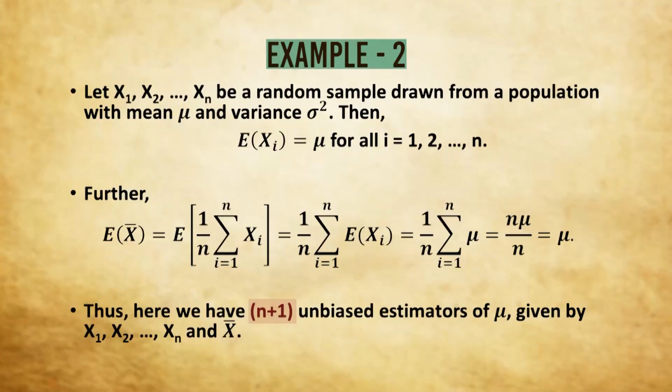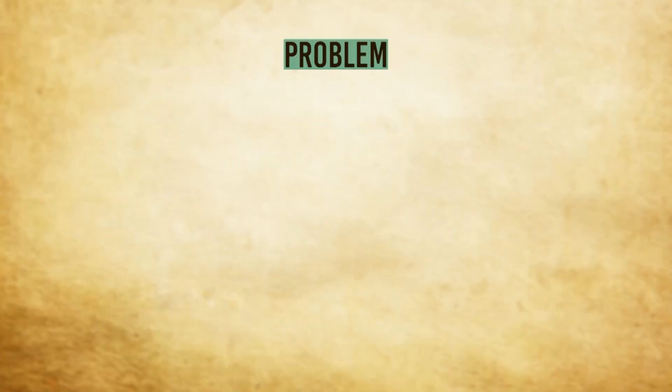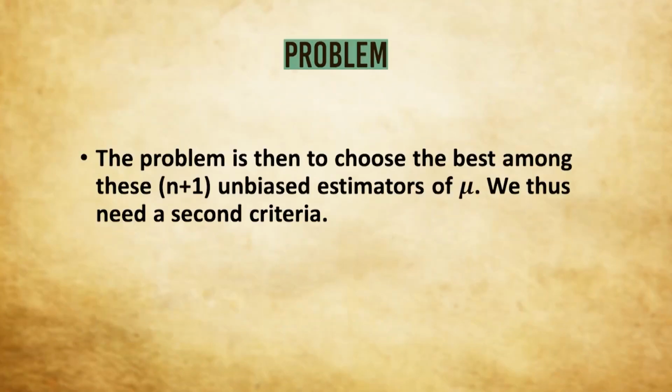So you see expectation of xi is equal to mu for all i running from 1 to n. So how many unbiased estimators of mu we have got? n. x1 is an unbiased estimator, x2 is an unbiased estimator, xn is an unbiased estimator. So n. Further, we have seen that expectation of x bar is also equal to mu. That means x bar is also an unbiased estimator of mu. So how many unbiased estimators of mu we have got? n plus 1. So the problem is to choose the best among these n plus 1 unbiased estimators of mu.